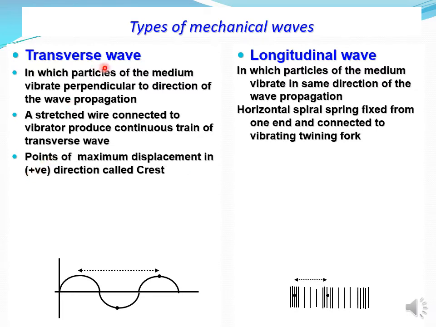For transverse wave, points of maximum displacement in positive direction is called the crest. This point is called the crest. For longitudinal wave, turns which are compressed together are called compression. These turns which are close together are called compression.